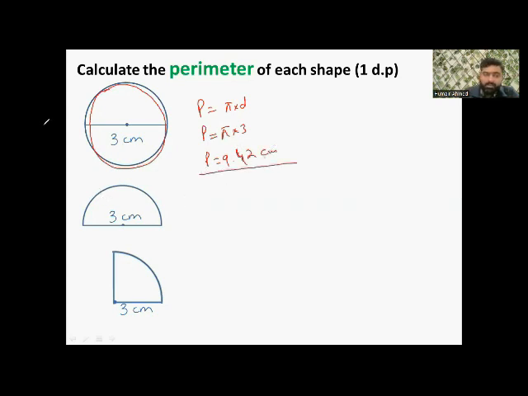Now, second question, again we have to find the perimeter. In this question, keep in mind the perimeter is the boundary. So we have this curve, which is the arc length, and then we have this diameter. So we have to find these two things. To find this perimeter, we have to find the arc length and add the diameter.